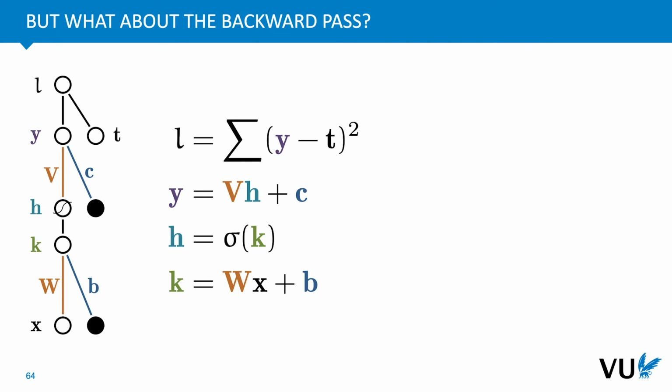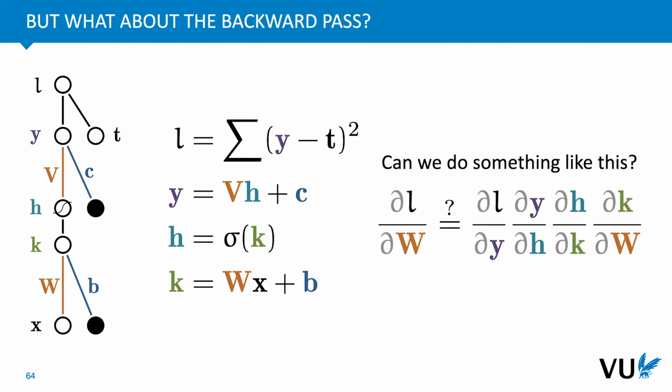So what about the backward pass? Ideally, we want both the forward pass and the backward pass to be vectorized. So in the backward pass, we also want to get rid of these loops. But in order to do that, we need to see if there is something similar to the chain rule in terms of matrix operations, in terms of matrix multiplication.